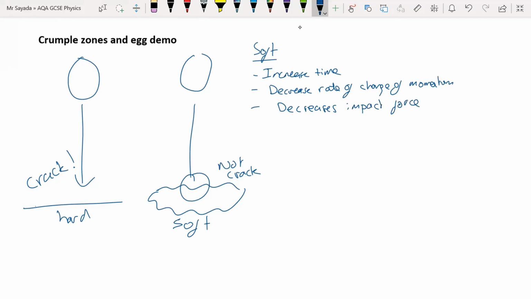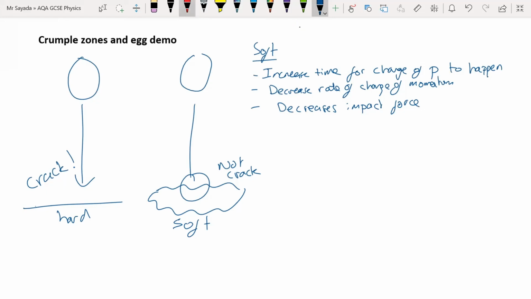Whereas on the hard surface, it's exactly the opposite. On the hard surface, there is a decreased time for the change of momentum to happen. So for the hard surface, there is a decreased time for the change of momentum to happen. That increases the rate of change of momentum, and that increases the impact force.